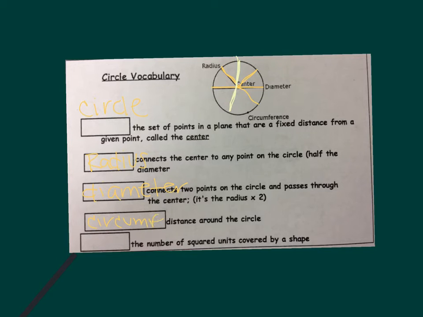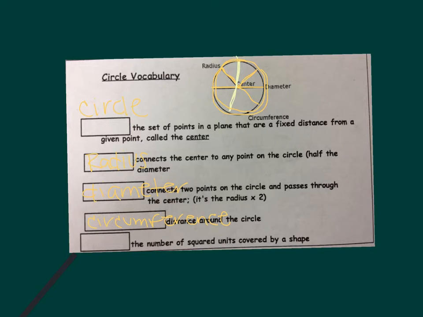Your circumference is your distance, circumference, spelling it out for you, sounding it out, is the entire distance around the circle. You can think of it as the perimeter of the circle. It's the distance around the circle.